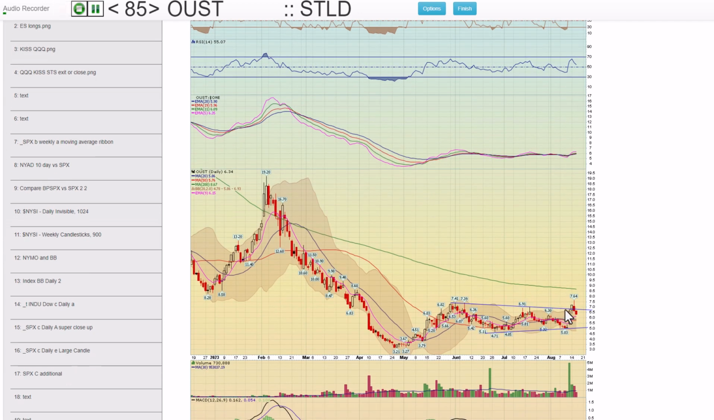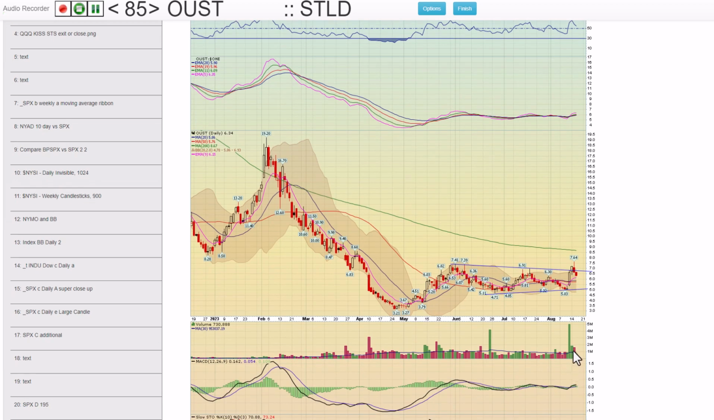Chart 85, OUST. This is the long idea I posted on the weekend. It gave you a pop on Monday. It did give you a pop intraday yesterday, but if you didn't take profits, it's coming down. Now the pullback is on light volume, so to me it looks okay if you're still in some. The confluence of moving averages here, I'd like to see it hold that.